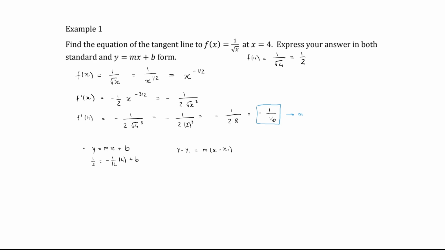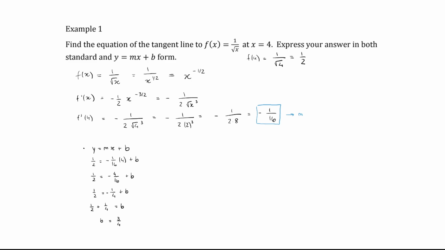But going back to our previous method here, we are going to have 1/2 is equal to negative 1 over 16 times 4. So we're going to have 1/2 is equal to negative 4 over 16 plus b. Negative 4 over 16 is going to simplify to negative 1 over 4 plus b. And now we can just simply add 1/2 to 1/4 to get b. And we are going to have that b is equal to 3 over 4.